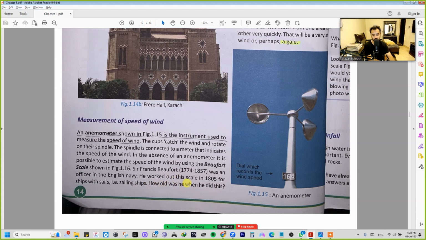How old was he when he did this? They're asking that question. Probably he was a young man, because he died in 1857 and the scale was made in 1805.